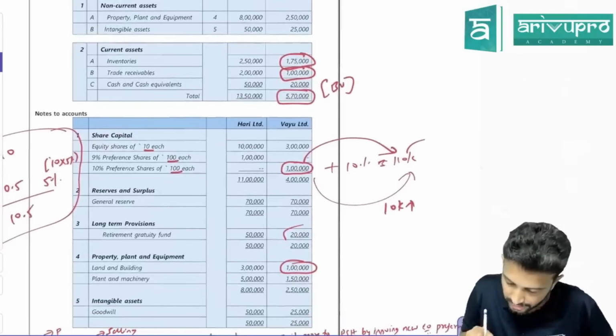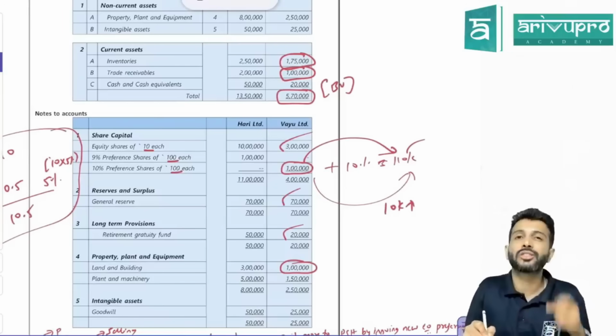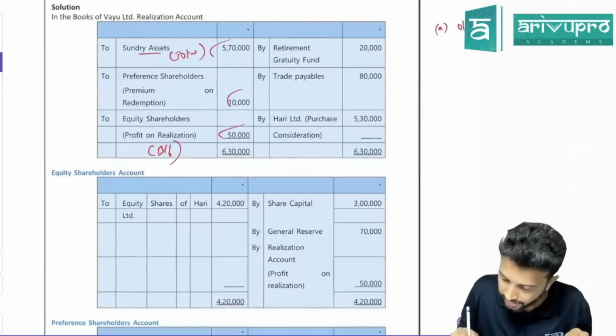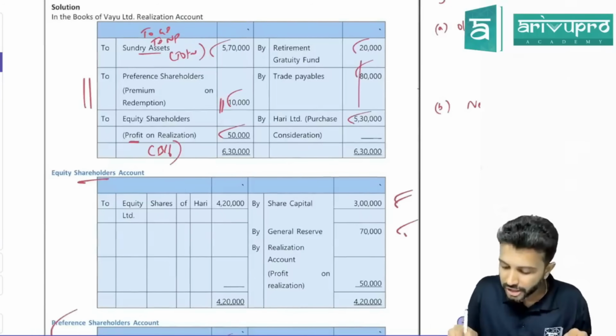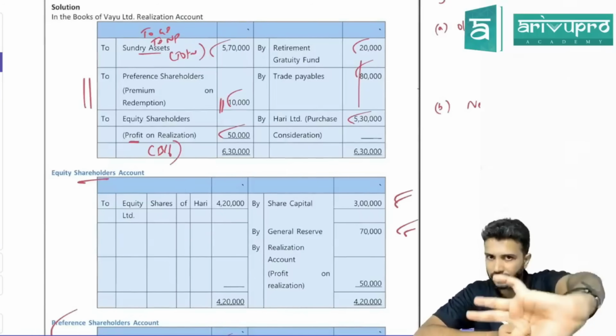What are the reserves and surplus the selling company has? Only one. Their equity share capital is 3 lakh. The reserve is 70,000. So you'll write here by equity share capital 3 lakh, by general reserve 70,000. Okay, sir. Two points done. Only one reserve is there.